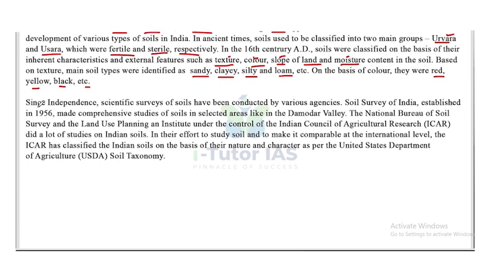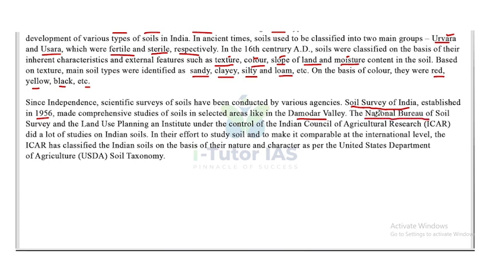Now, since independence, scientific surveys of soil have been conducted by various agencies. The Soil Survey of India, established in 1956, made comprehensive studies of soil in selected areas like the Damodar Valley. So the first one is the Soil Survey of India, established in 1956, and it made comprehensive studies of soils in selected areas like the Damodar Valley.